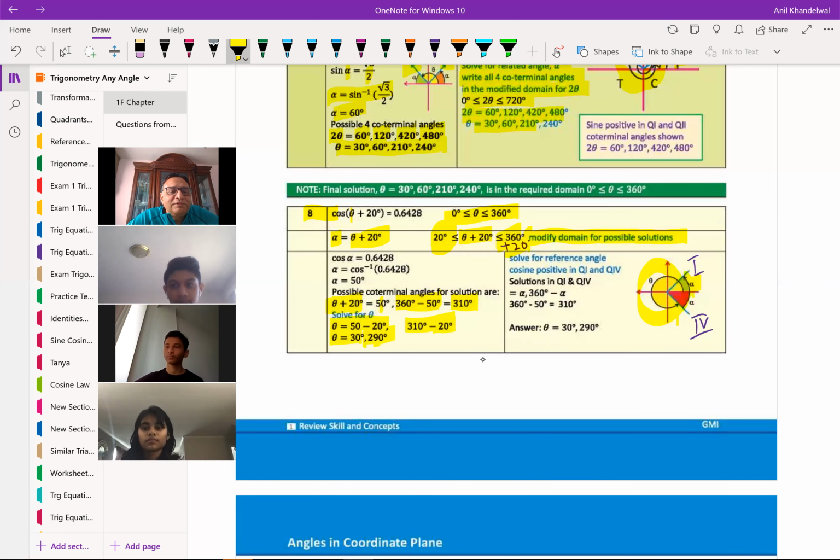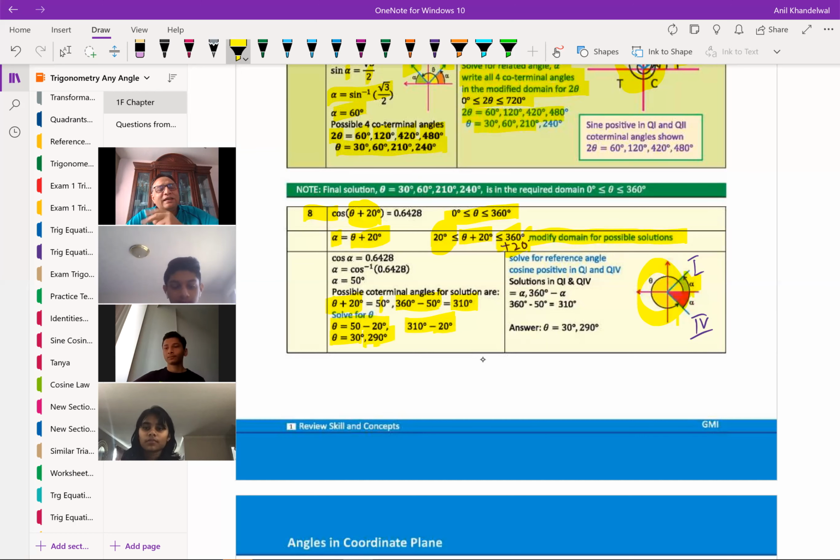Sir? Is it clear, Krishna? Yes, sir. Slightly complicated. Yes, Akshay. Sir, I just wanted to confirm. You took away 20 because in the initial question, the question gave theta plus 20 degrees, right, sir? Yes, sir. Because we want only theta value, right? Yeah.